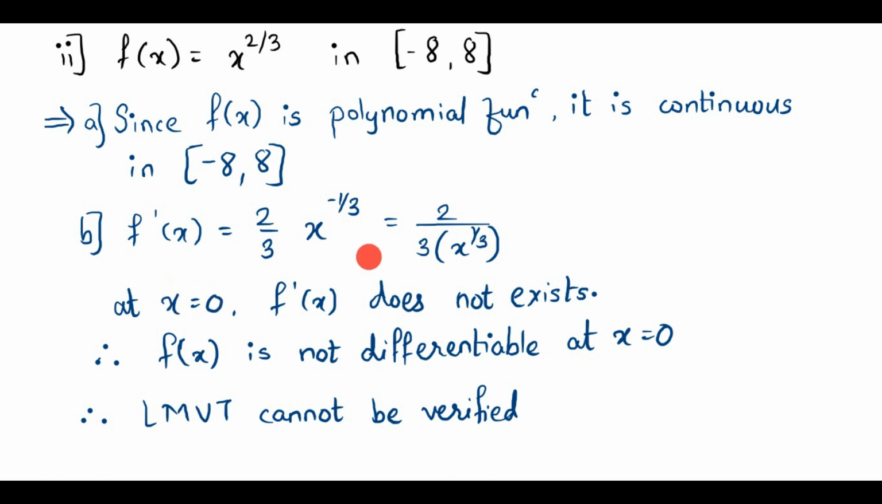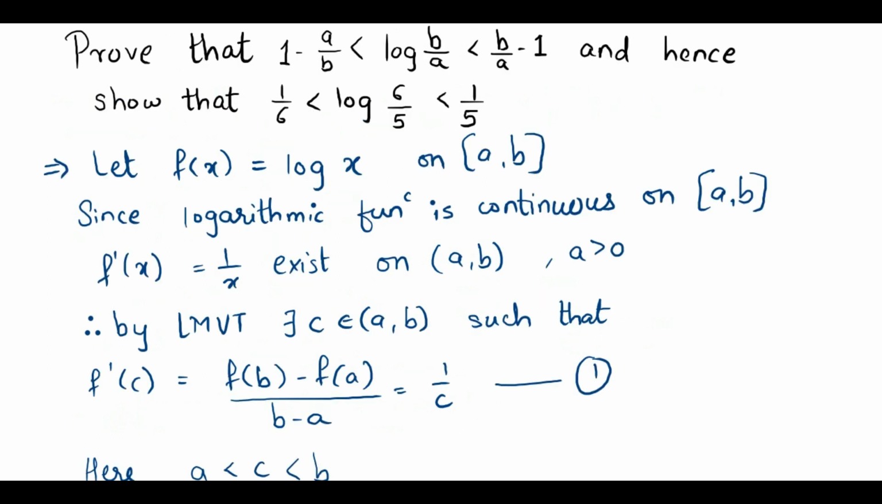So if we put x equal to 0, does this exist? No, as 1 upon 0 is an indeterminate form, therefore it will not exist for x equal to 0, and clearly 0 lies between the interval minus 8 and 8. So f dash of x does not exist at x equal to 0, therefore our function is not differentiable at x equal to 0, and since 0 lies between minus 8 and 8, our second condition is not satisfied. Therefore LMVT cannot be verified for this particular function. So let's take the third example.